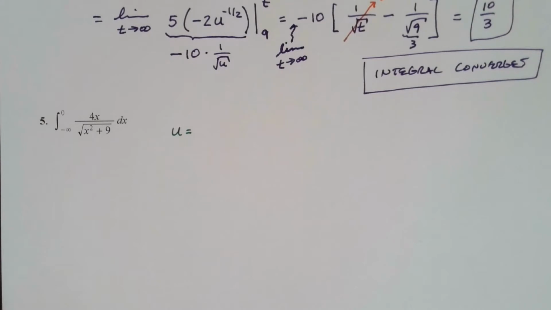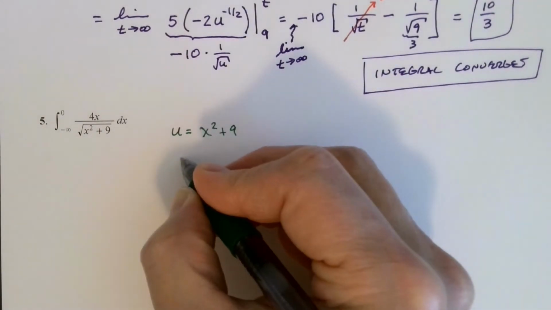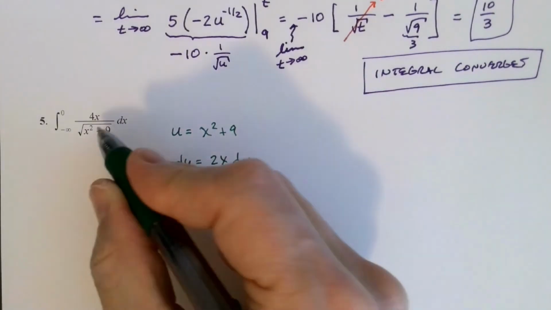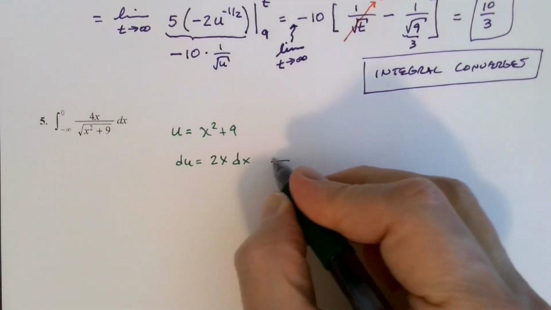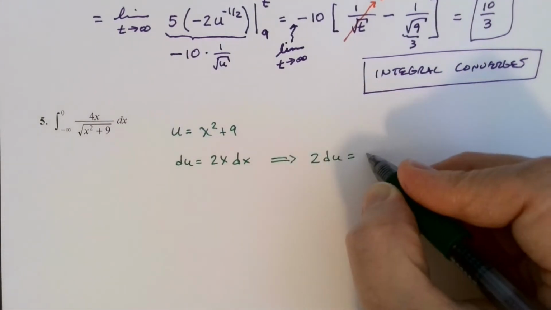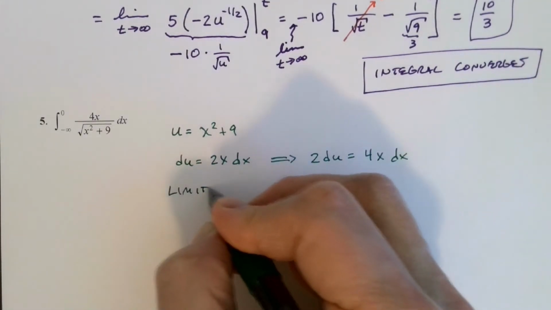I hope you're saying x squared plus 9. So my du is 2x dx. I notice I have a 4x dx, so I'll just cover that by multiplying both sides by 2. 2 du equals 2 times 2, 4x dx. Don't forget my limits, right?